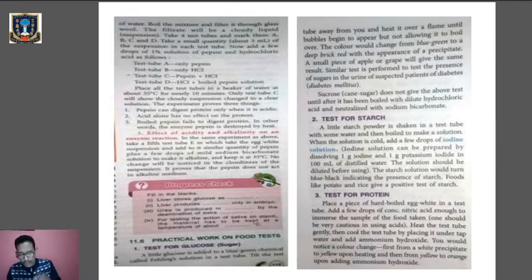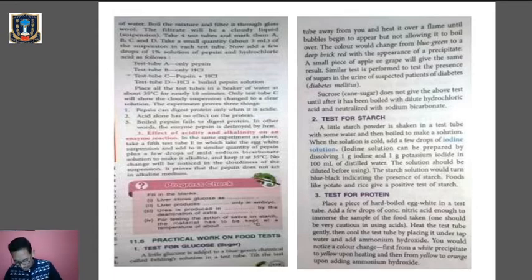Why? Because pepsin does not act in an alkaline medium. Pepsin does not become activated in an alkaline medium. Pepsin will only become activated when there is hydrochloric acid. Clear? So pepsin becomes activated in the presence of an acidic medium, but pepsin doesn't become activated in the presence of an alkaline medium. So here we have finished a few experiments on digestion.